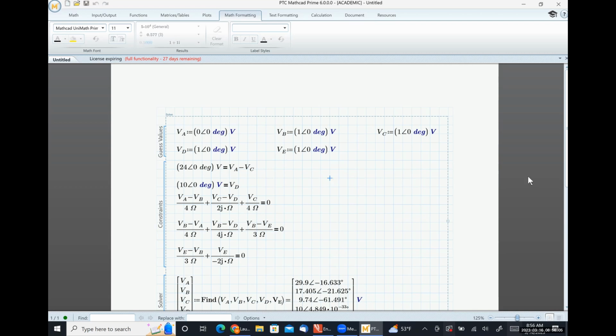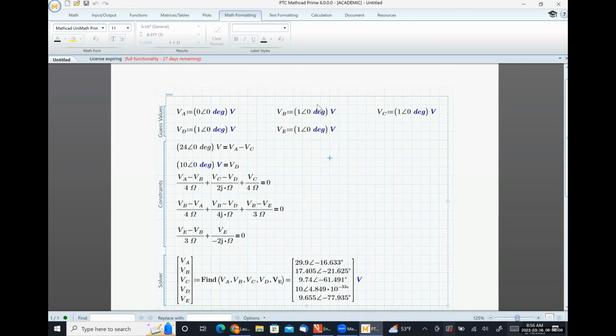Let me make sure I'm not telling tales out of school here. So 29.9 angle negative 16.633. The only thing that's changing when I change this guess value, and should be when I change any of them, is the representation of that 0 thing, right? So it's now a different number times 10 to the negative 33, okay?